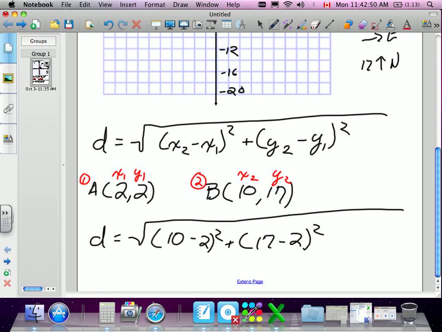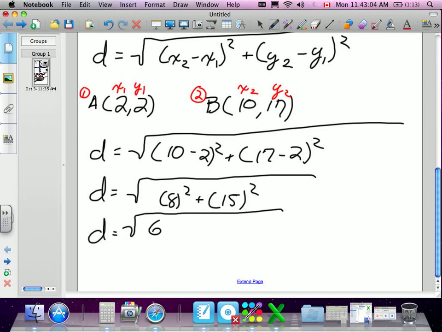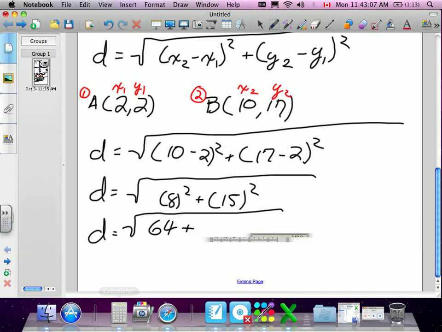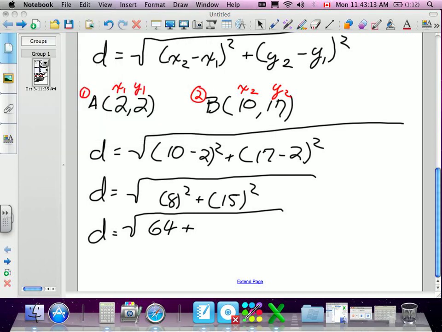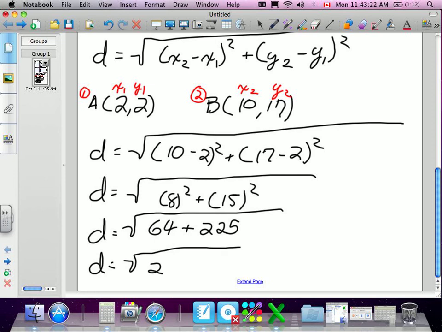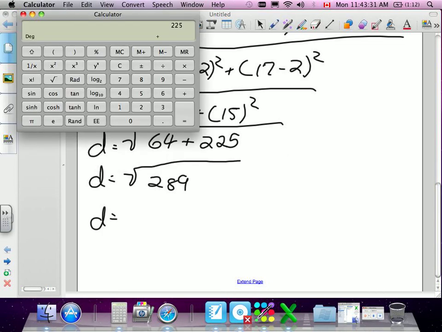We solve for the brackets. 10 minus 2 is 8 squared plus 17 minus 2 is 15 squared. D equals 8 squared is 64. 15 squared, I don't know off the top of my head. 225. Okay? From there, we add the 2 numbers together. We're looking for the root of 289. And our distance, we find the square root of 289. 17 on the dot.